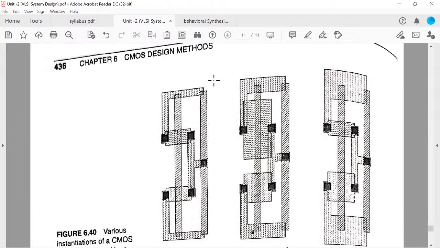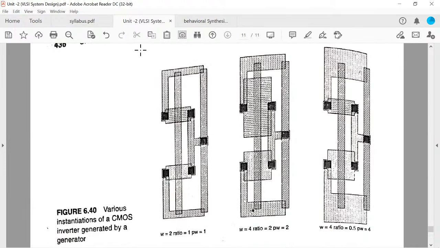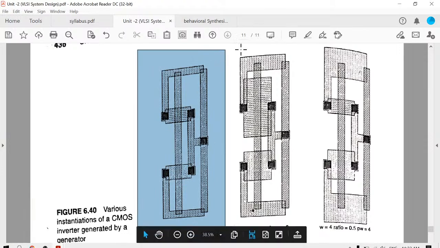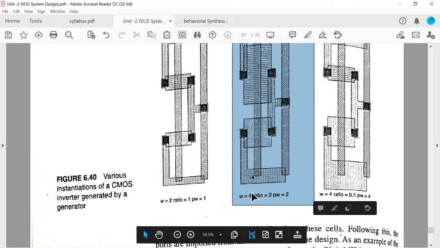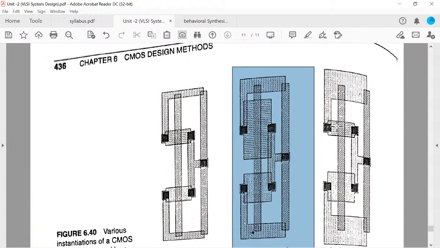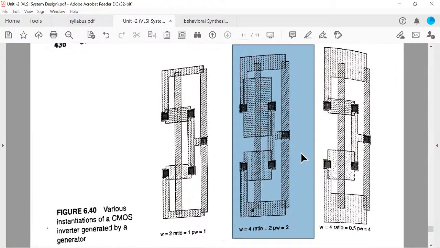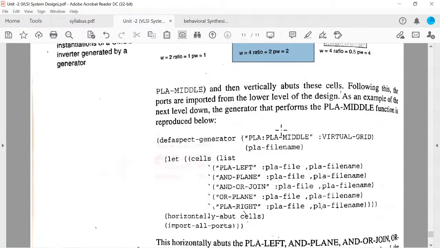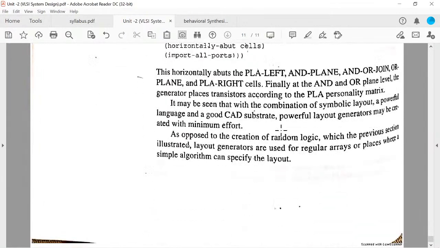Okay, so at last, after the designing of layout synthesis, the design of any gate looks like this. There are some examples of layout structure. Here W represents the width of the circuit. Three different structures that are designed at the layout level are mentioned here. So this is all about layout synthesis.